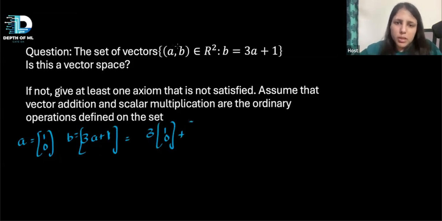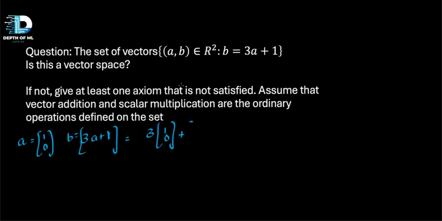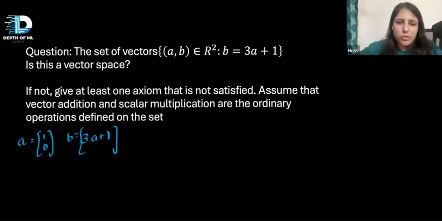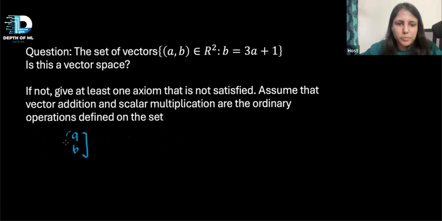Actually, I'm making a mistake. I think this is A and B, right? Sorry. And A belongs to R2, or A comma B belongs to R2? It's A comma B belongs to R2. That's what I was also thinking. Sorry, I made a mistake. It's A comma B belongs to R2.